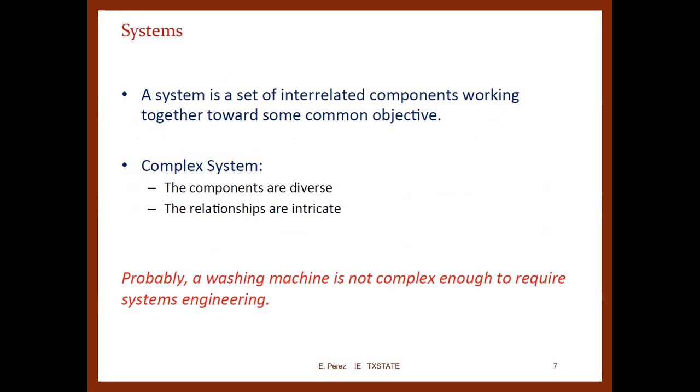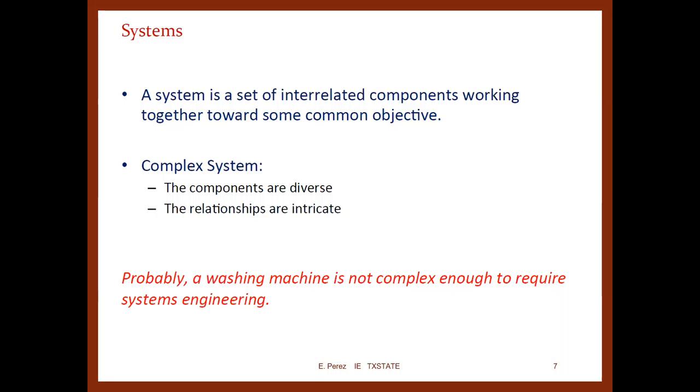So before we move forward in terms of defining and motivating the importance of this subject, the systems engineering field, I believe it's always important to take a step back and really understand what this word systems means. A system is a set of interrelated components working together towards some common objective. Okay, so anything that has interrelated components that when you put them together are working to a common objective is what we call a system.